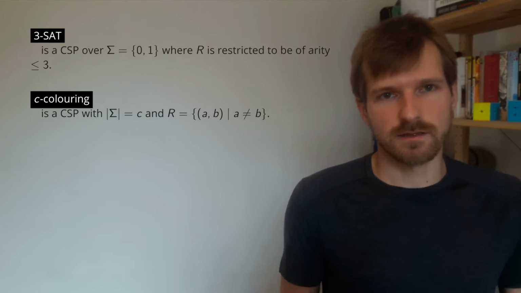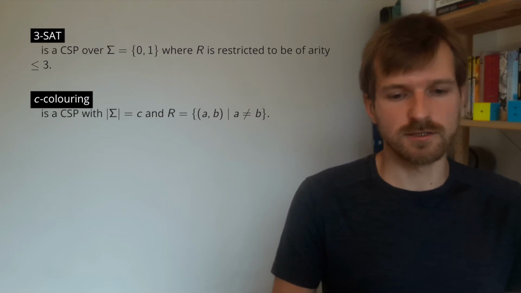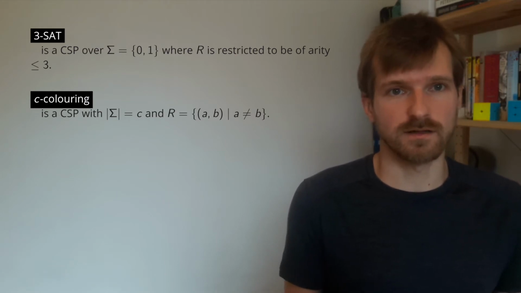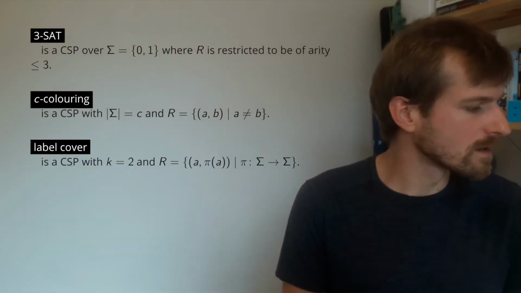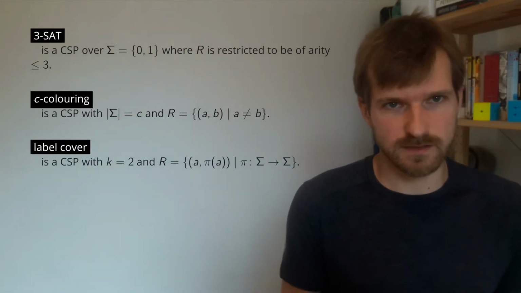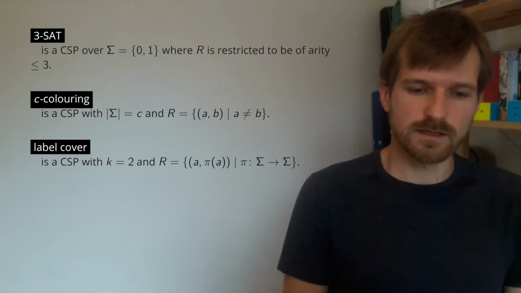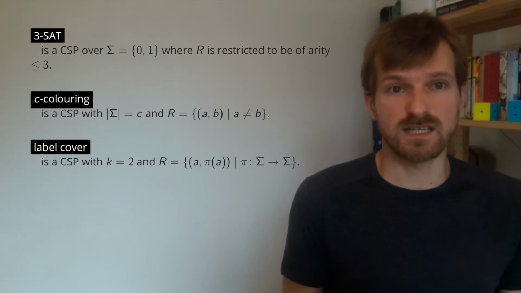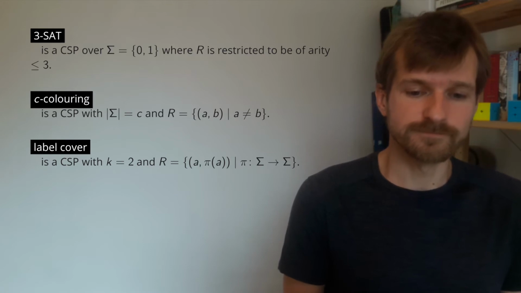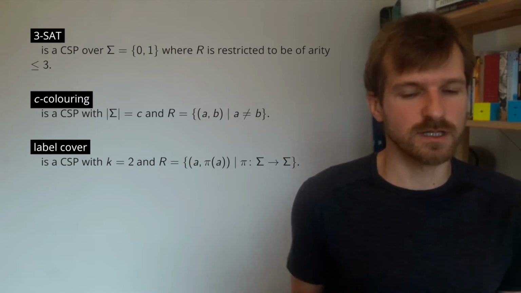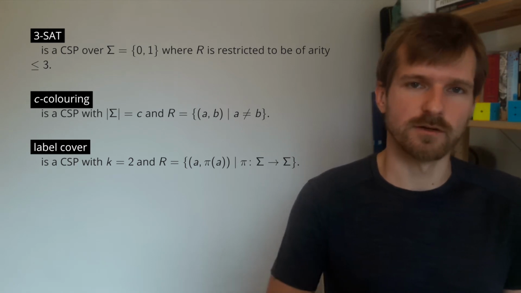You can express graph C-coloring for any constant C just by taking a CSP with an alphabet of size C, and the relation is the inequality relation. Another CSP that plays quite a significant role in the general theory is the so-called label cover. Label cover is just a CSP where each relation is of arity 2 and is given as a graph of a function.